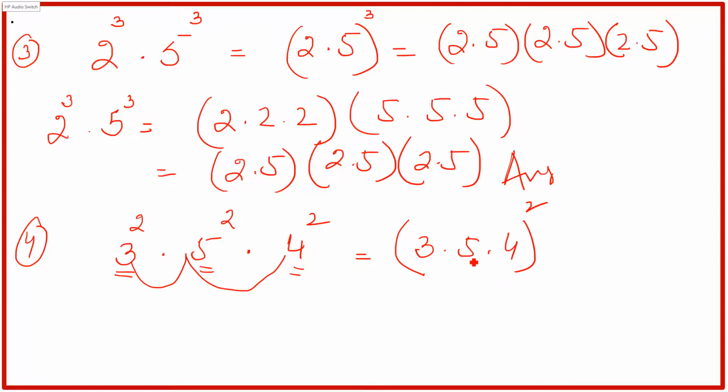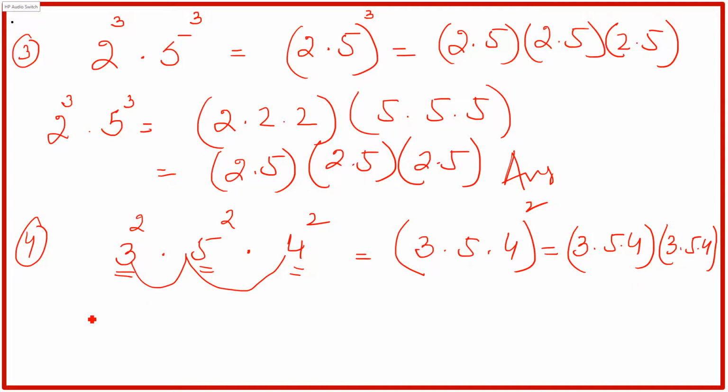It means 3 multiplied by 5 multiplied by 4, you have 2 times. So we can write down 3 multiplied by 5 multiplied by 4, or 3 multiplied by 5 multiplied by 4. We can multiply as well. 3 5 times 15, 15 4 times 60, right? But we can write down here because we are learning the basics. So this is the basic. It means you have 2 times.